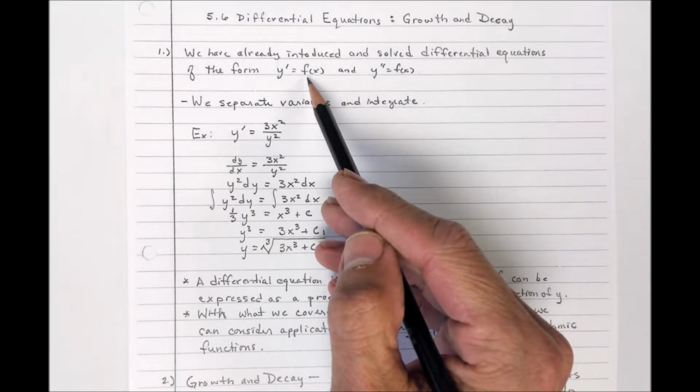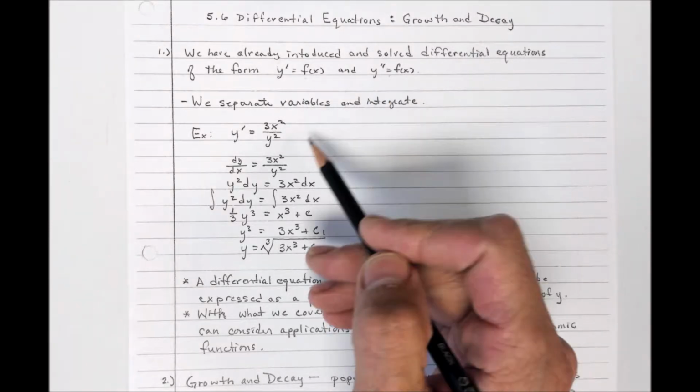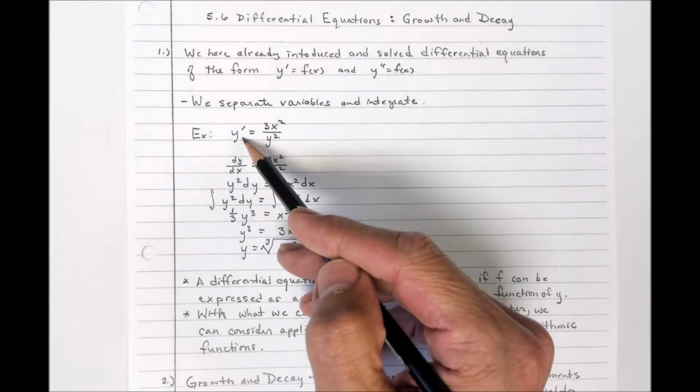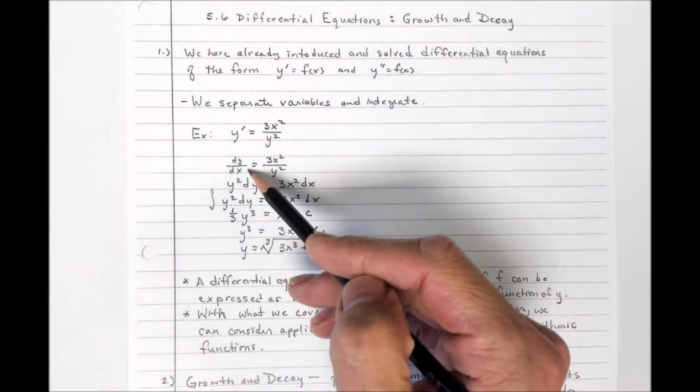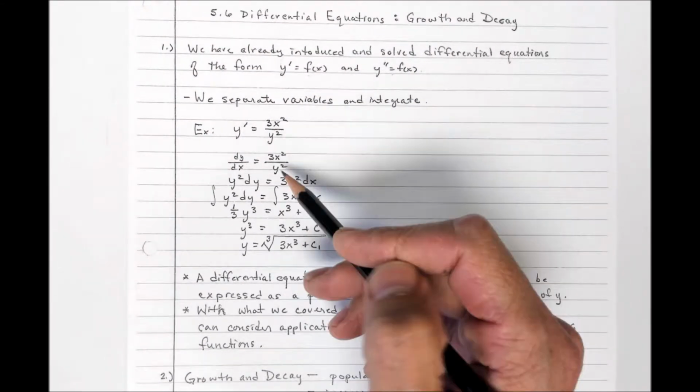x and y and derivatives of y with respect to x, so it might look like this or it might look like that. Here's an example. You want to separate the variables. So what I usually do is, if it's y prime written down, I write it as dy/dx, so that I have my y and my x here. And then I separate the variables.